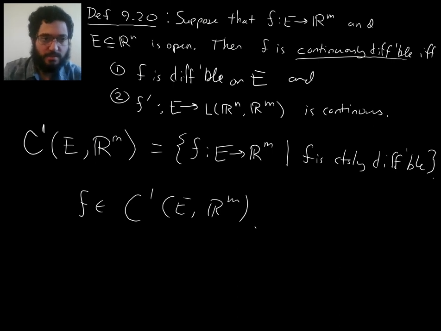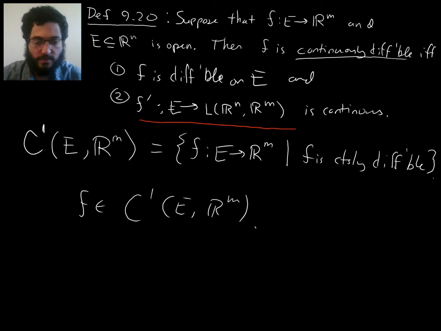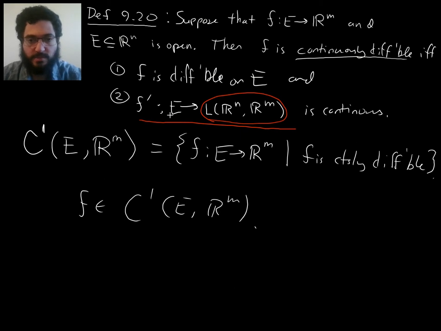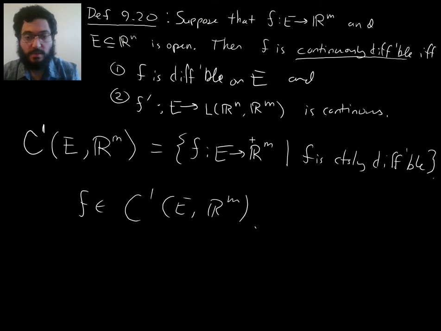Now to better understand this condition here, we need to understand when functions from a metric space into this metric space of linear maps are continuous. What does it mean for a function to be continuous? So let's see if we can break that down in terms of matrix representations for linear maps.